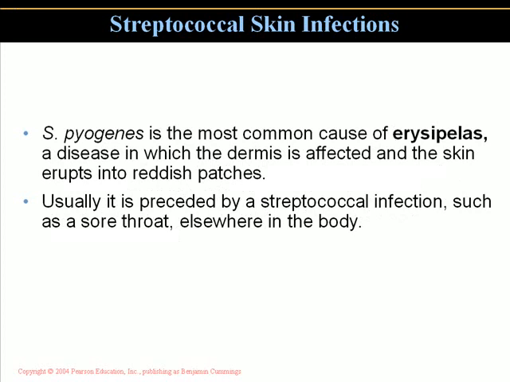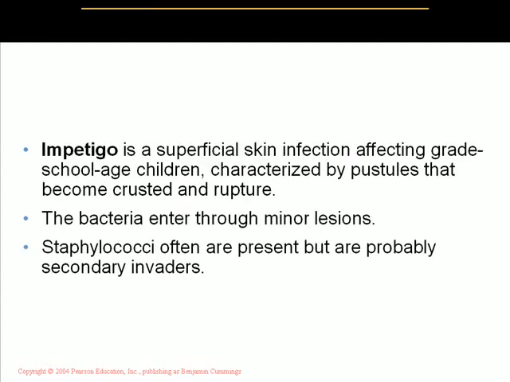This is a disease in which the dermis is affected and the skin erupts in a reddish patch. Usually it's preceded by a streptococcal infection such as a sore throat and elsewhere in the body. Impetigo is a superficial skin infection affecting grade school children, characterized by pustules, and becomes crusted and ruptures. The bacteria enters through minor lesions, minor scrapes, minor bumps that you would see in a small child or school child from playground injuries.